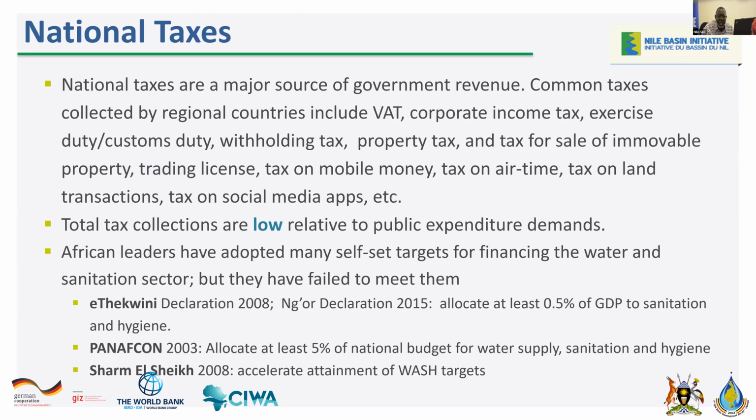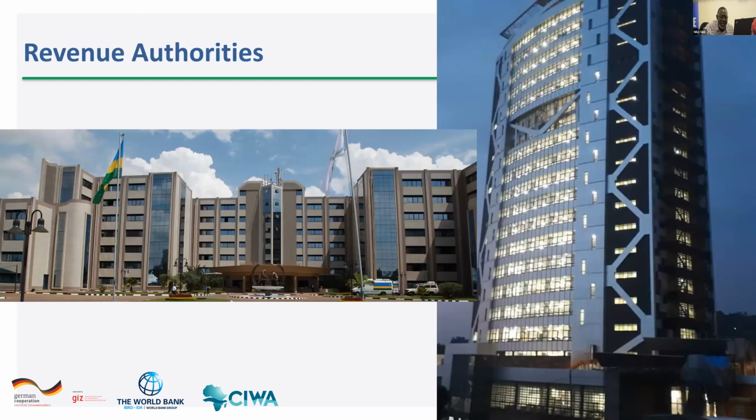By and large, these commitments have not yet been realized. Few countries are able to meet these targets that they have committed themselves to, and even those countries that meet these targets do not do it consistently year after year. So in this area, the first T of taxes, the national authorities that are responsible for raising tax are an important partner. The building that you see on the right is the headquarters of the Uganda Revenue Authority, and the one on the left is the headquarters of the Rwanda Revenue Authority.